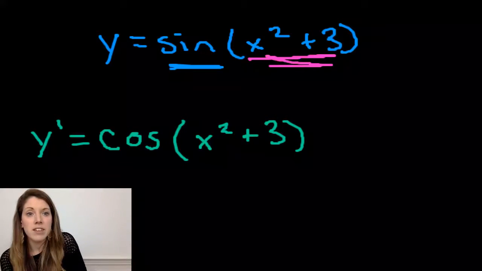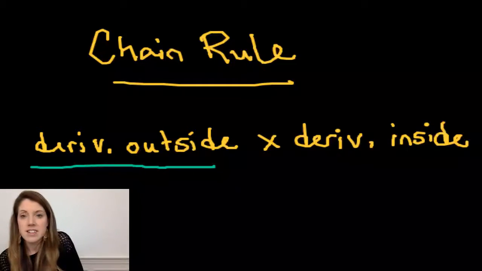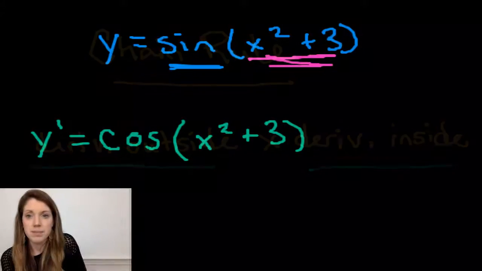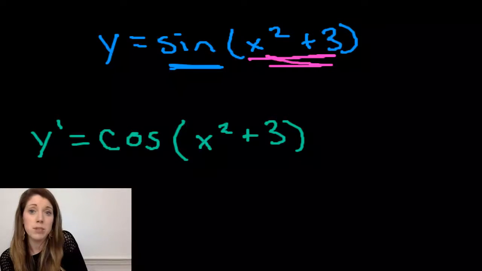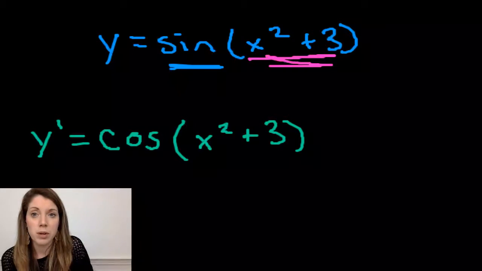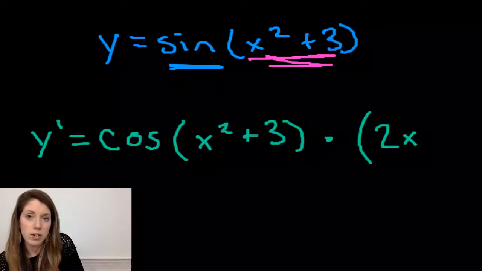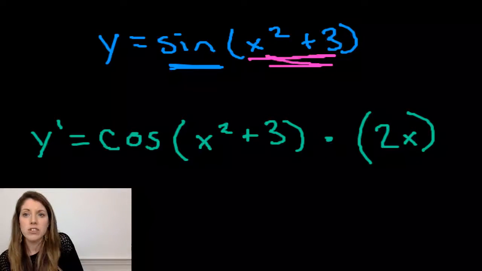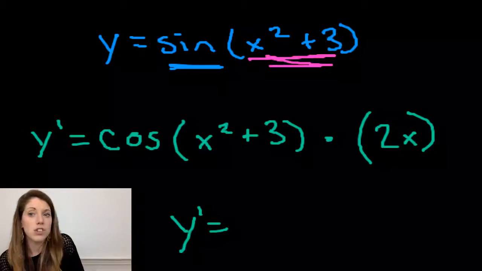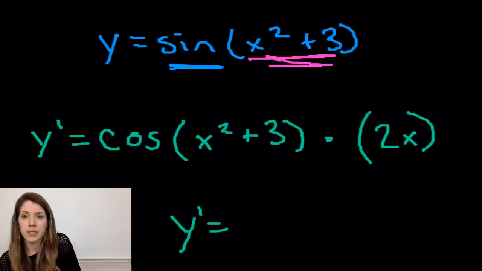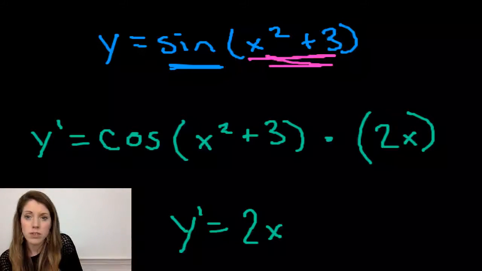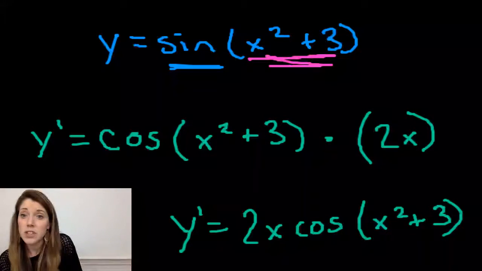Then the rule says now let's take the derivative of what's inside. The inside function is x squared plus 3. We know the derivative of x squared plus 3 is just 2x plus 0. So multiply it by 2x plus 0, or just 2x. And rewriting this just to make sure nobody gets confused, that 2x is on the outside of the cosine function, right? We're just multiplying the cosine by the rest, so we'll write it like this: 2x cosine x squared plus 3. And that's it. That's all you have to do.